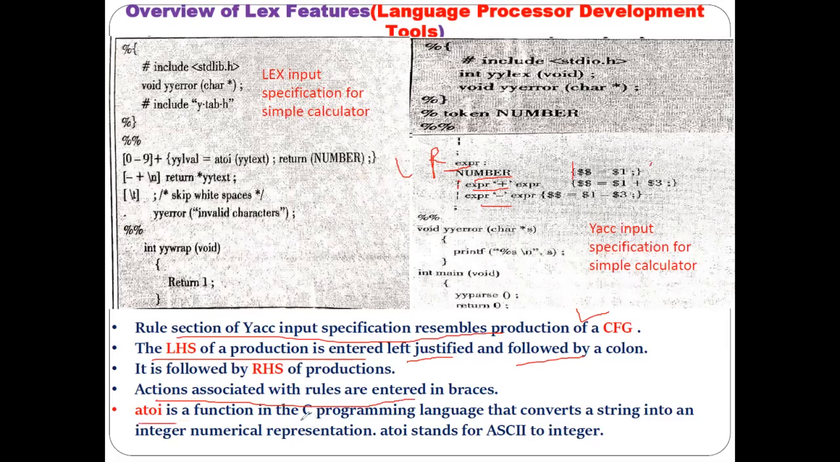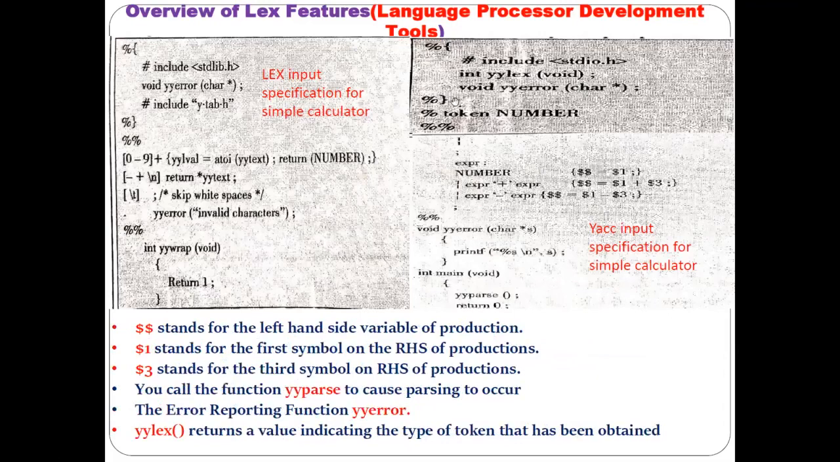The atoi function is usually utilized in the C programming language, but here also you have utilized it. It is used to convert a string into an integer numerical representation. So atoi stands for ASCII to integer. Understood? Then, already I told you, $$ stands for the left hand side variable of the production. $1 stands for the first symbol on the right hand side of the production. $3 stands for the third symbol on the right hand side of the production.